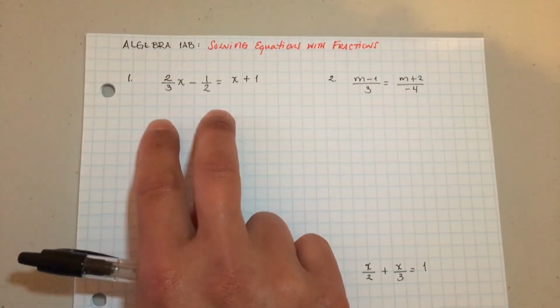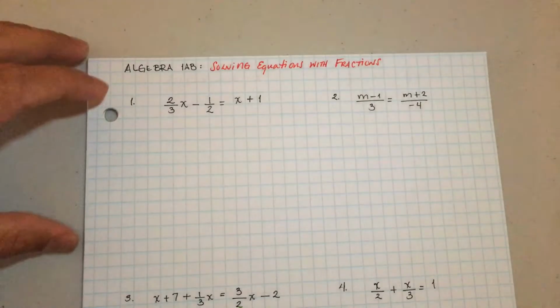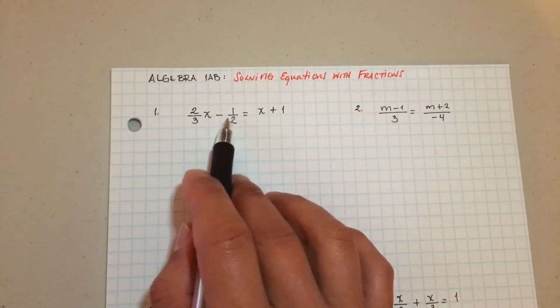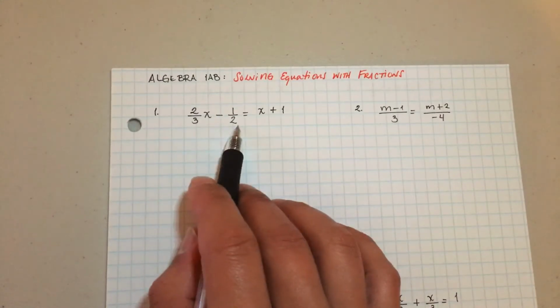So guys, what we're going to do is we're going to get rid of the fraction, okay? So what I want you to do is look at this bottom number. You see it has a 3 and it has a 2. Ven que tiene un 3 y el 2.